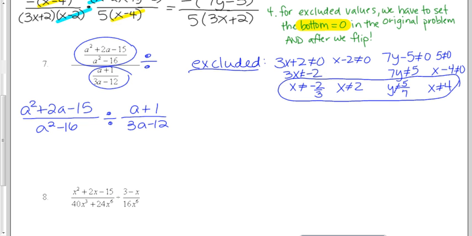So why don't you pause the video while you try this problem, and then we'll pause the video and do number 8 as well, and hopefully we get the hang of this.